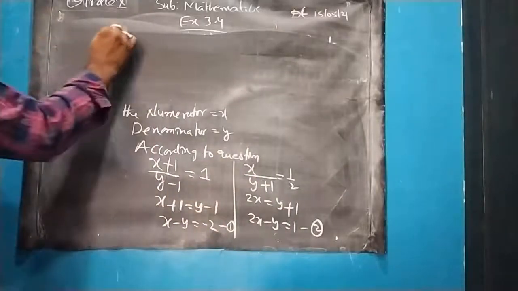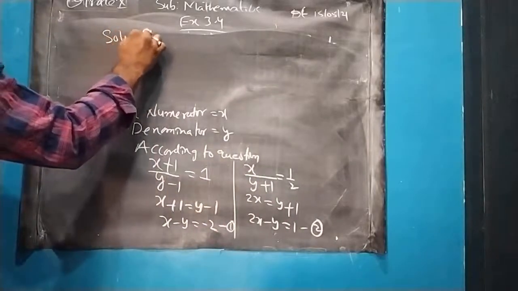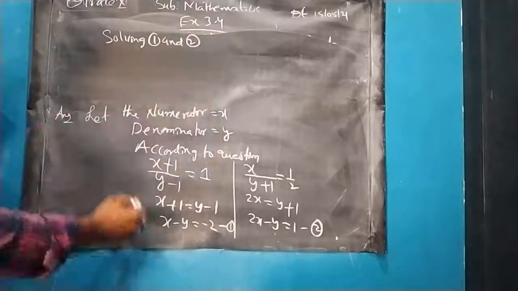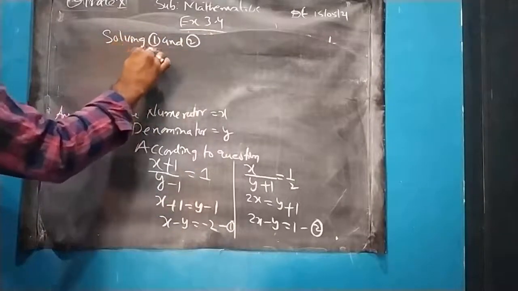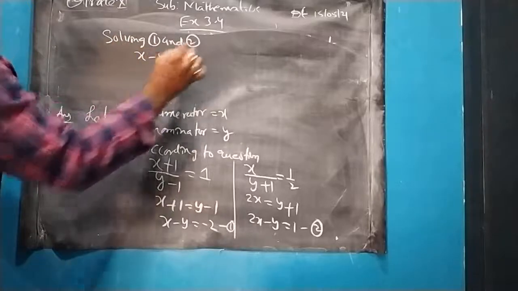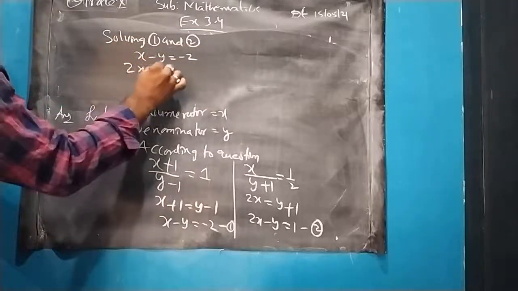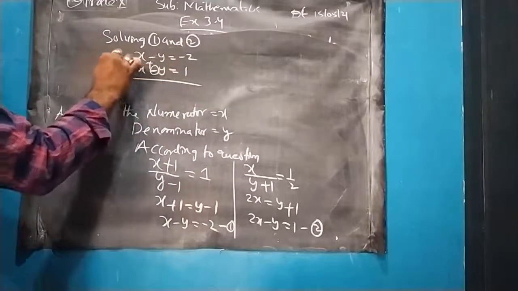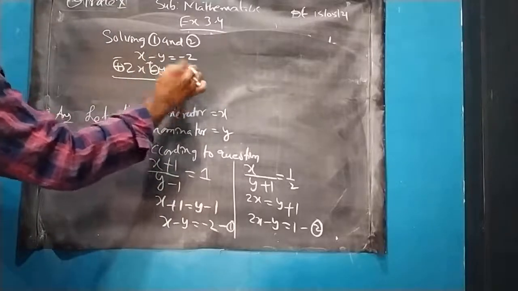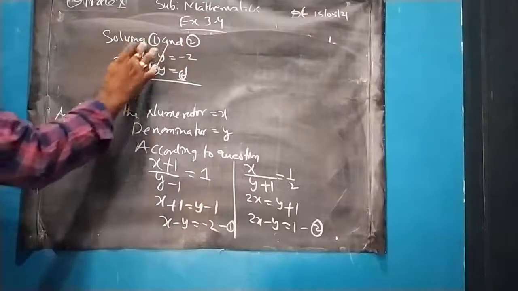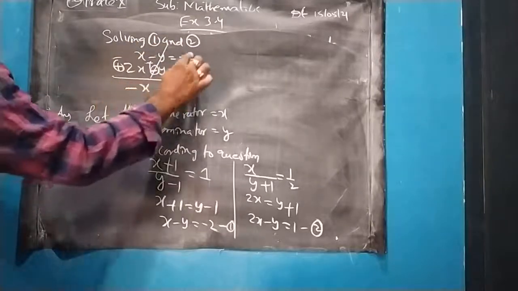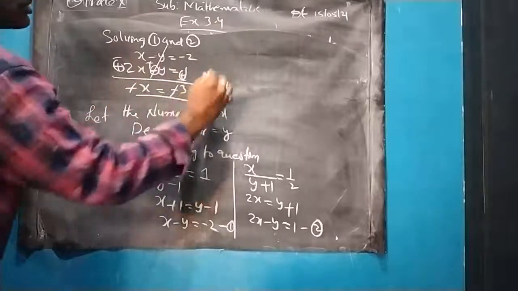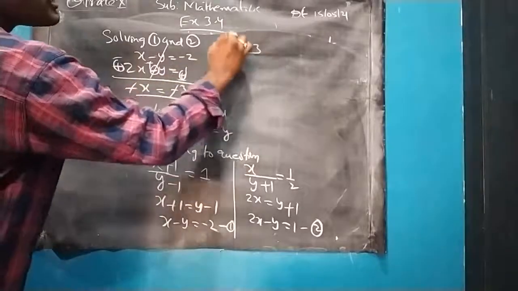Now solving first and second equation. So it is going to become x minus y is minus 2, and 2x minus y is 1. So change the symbols, no need of multiplying any number. Directly it is getting cancelled. x minus 2x is minus x, minus 3. Minus minus gets cancelled. So we got x value as 3.